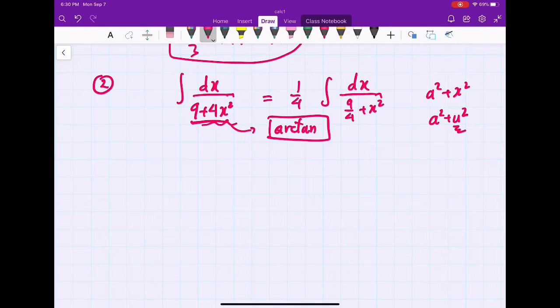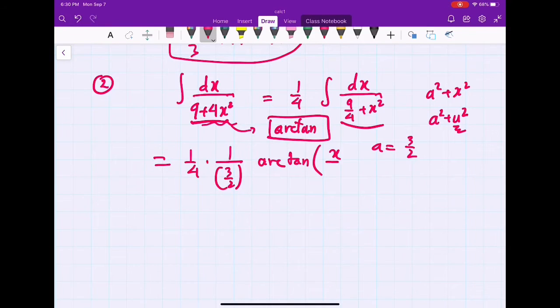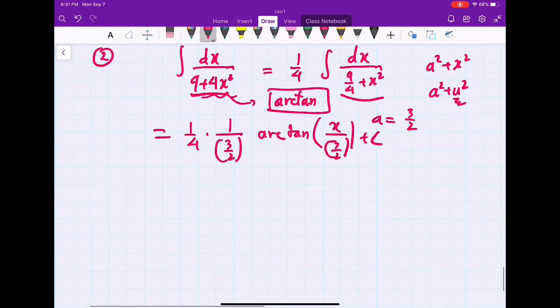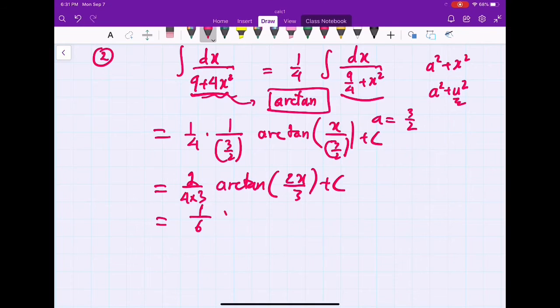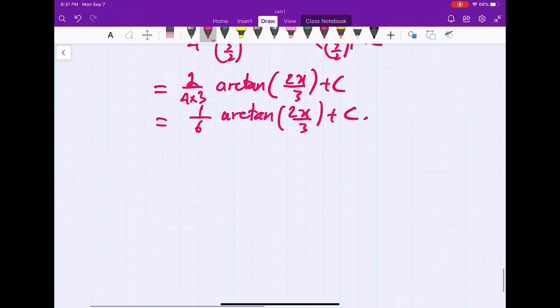Basically, from here you might use the formula right away, where a is equal to 3 over 2. So that is 1/4 and then 1 over a, which is 1 over 3/2, arctangent of x over a, x divided by 3/2, plus c. So the answer is, you flip this, you get 1 over 6, no, 4 times 3, arctangent of 2x over 3 plus c. That is 1 over 6 arctangent of 2x over 3 plus c. Okay. Next question.